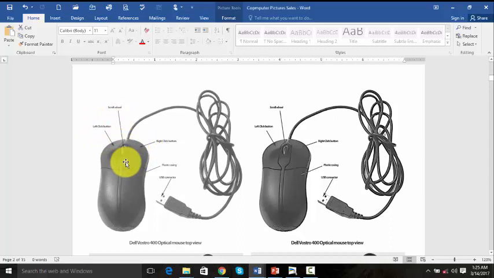Children at junior secondary school level who are studying computer studies should understand the operations of the mouse, for example double clicking, dragging, and scrolling the wheel, that is, scrolling the page up and down. So those are some of the basic parts of the mouse: the cable, the left click, the scrolling wheel, the right click, and the part which you put in your palm when you are holding it.